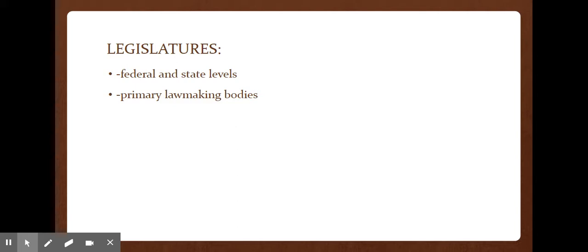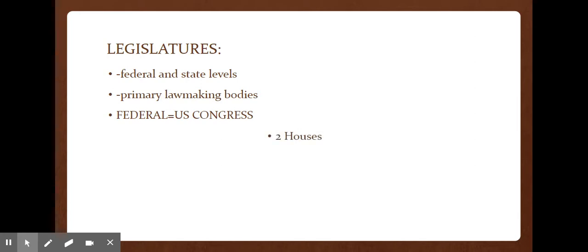Okay, and the Supreme Court interprets the laws. So these are the primary lawmaking bodies. Now, we're going to start with Congress first because it's the national level. Congress is our federal legislature. There are two houses in Congress.